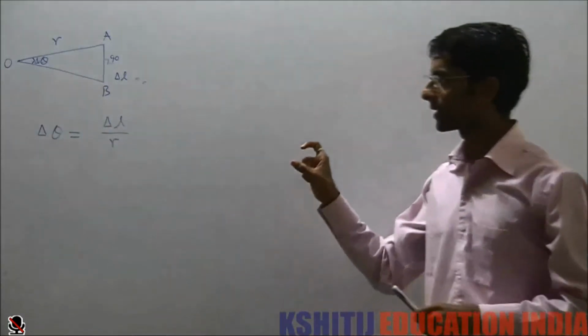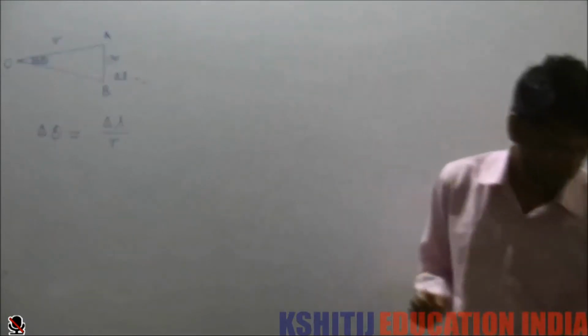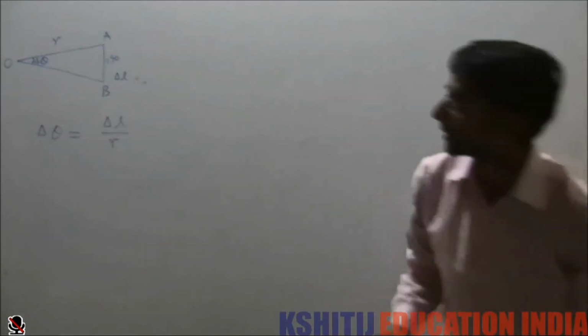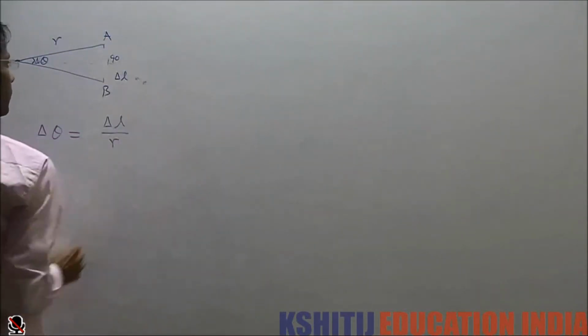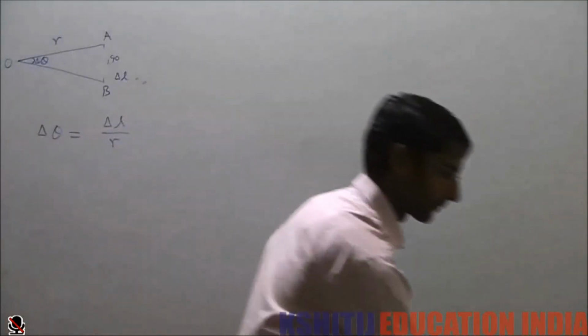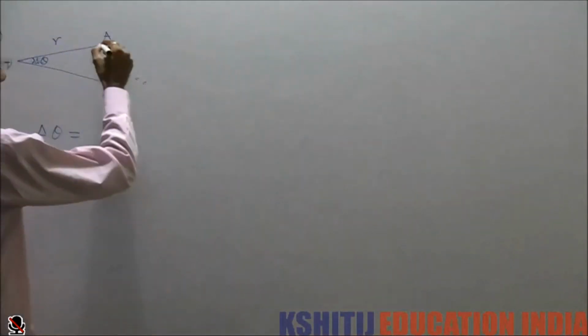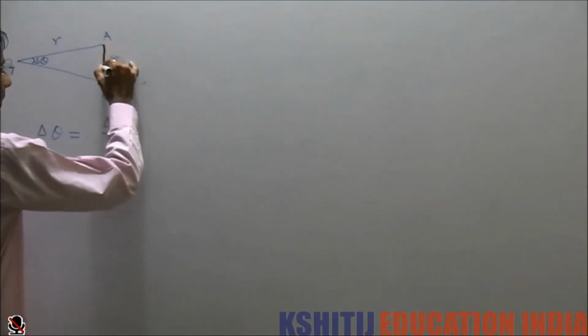Now, if we change the case a little, I'm just trying to make a distinction, so I'm using a different color here so that we don't confuse which one is what. This AB line is the arc, or let me say this is the curve.